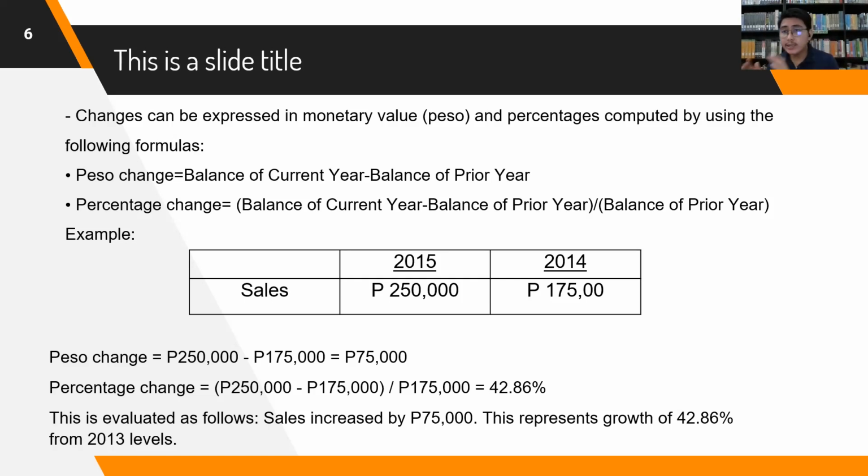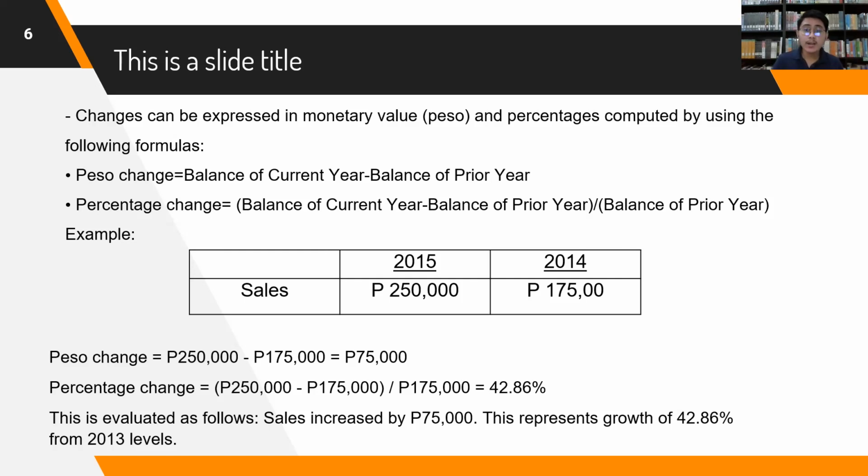While yung prior year naman, ito yung nakaraan na taon. Ilan yung balance niya nung nakaraan na taon? Okay? So dito, for example, we have the sales. So in year 2015, we got 250,000 pesos, while in year 2014, which is the prior year, we have 175,000 pesos.